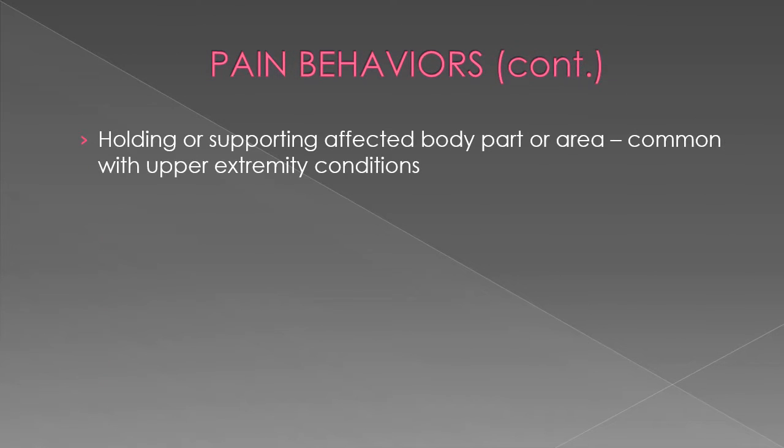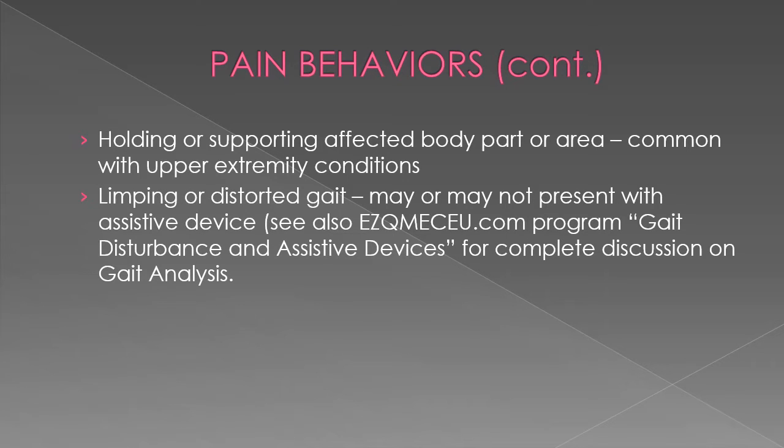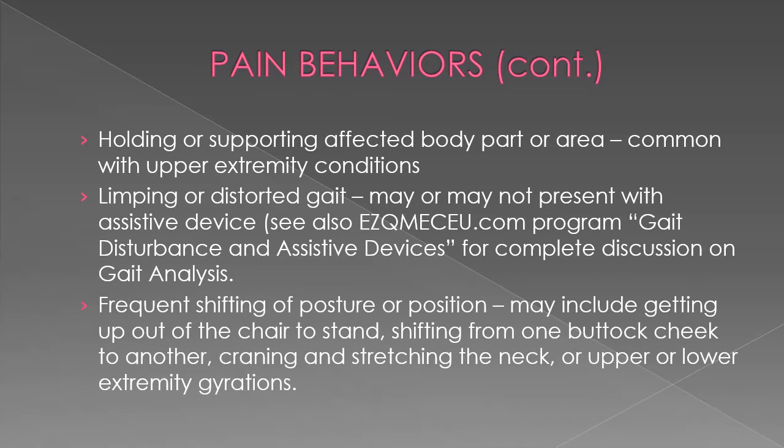Okay, other pain behaviors that are described in the AMA guides include holding or supporting an affected body part or area. This we commonly see with upper extremity conditions where the examinee will hold or support one upper extremity with their other upper extremity. Limping or distorted gait. The examinee may or may not present with an assist device. And limping and distorted gait, also known as an antalgic gait, is quite an interesting observation.